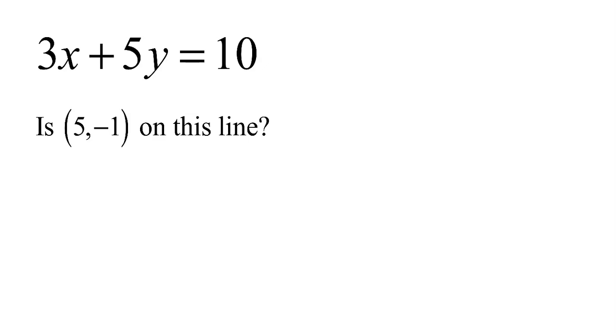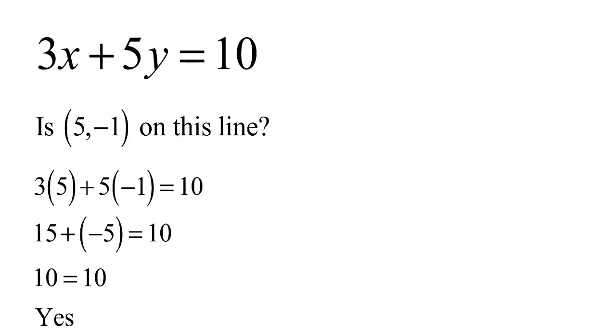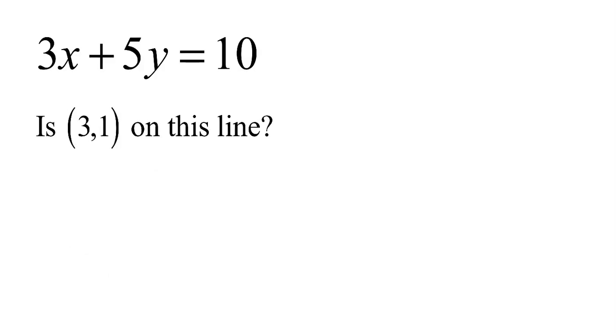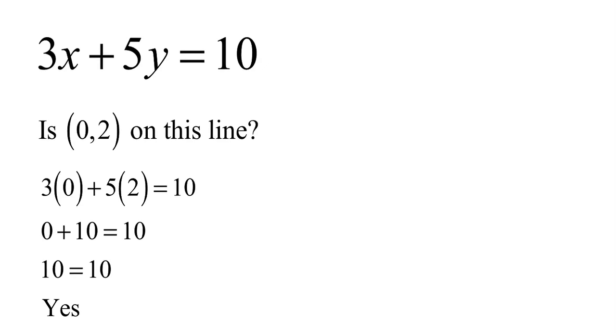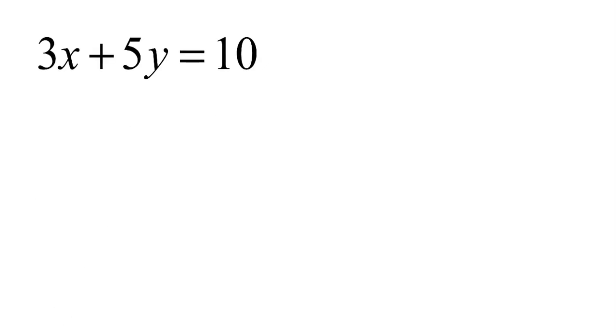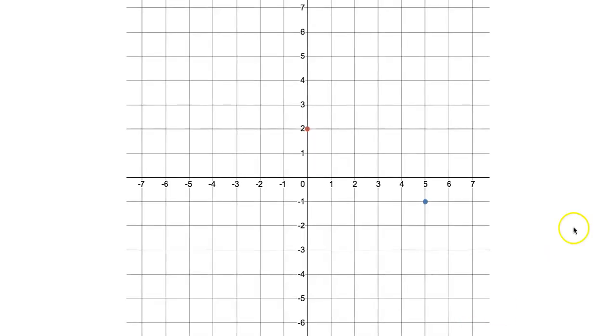How about (5, -1)? 3 times 5 is 15. 5 times -1 is -5. 15 plus -5 is 10. So indeed, (5, -1) is on the line. So we found 2 points on the line. (5, -1) is one of the points on the line, and the other one was (0, 2). So (0, 2) and (5, -1) are on the line.